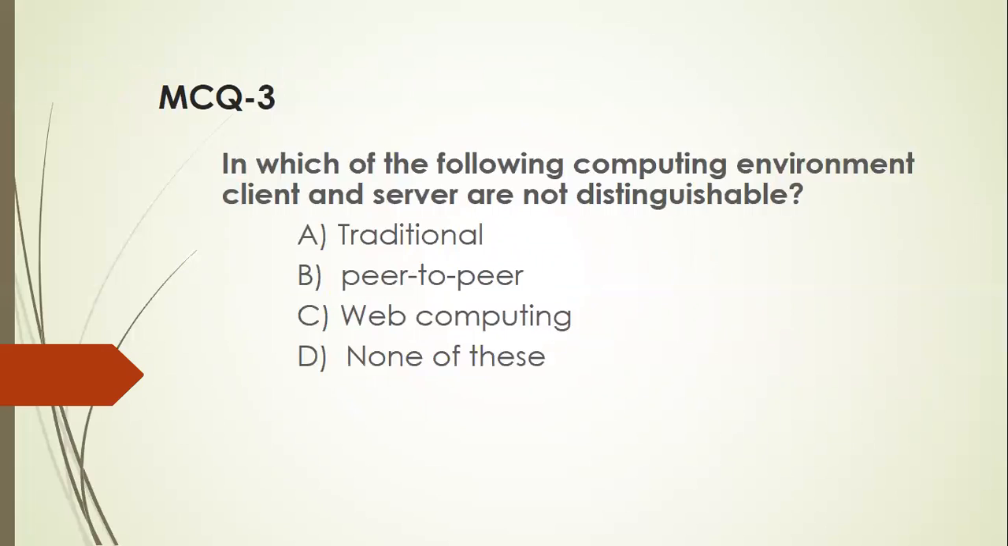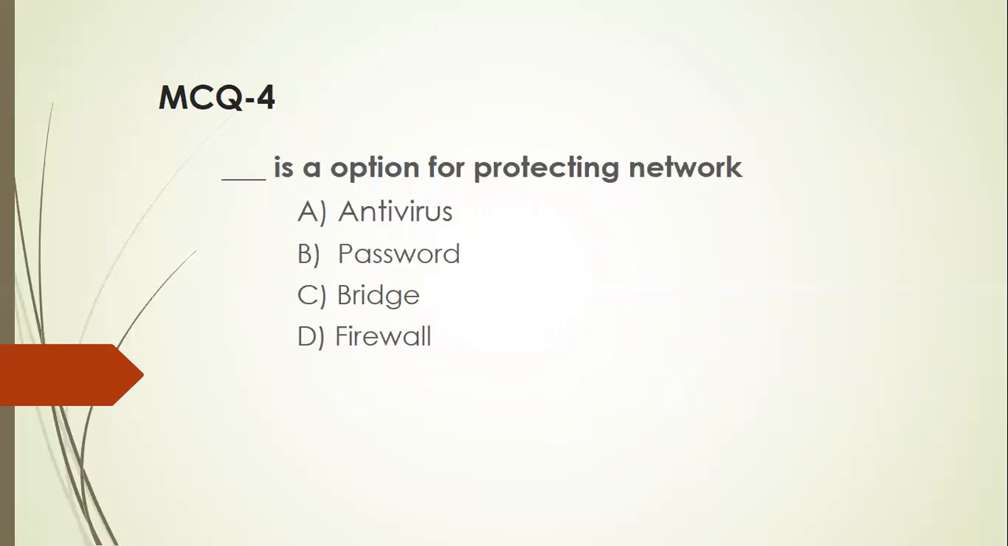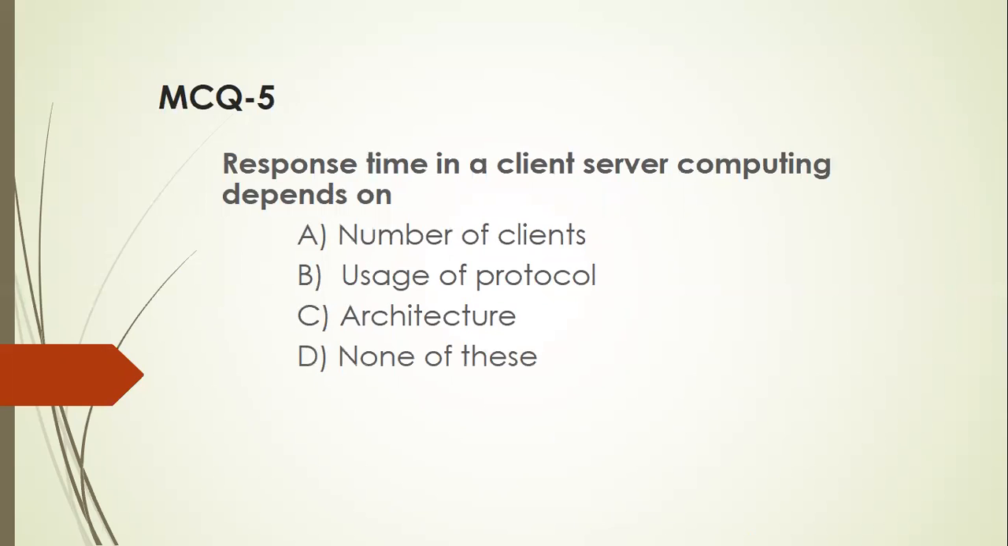In which of the following computing environments are client and servers not distinguishable? The answer is peer-to-peer. The correct answer is B. Dash is an option for protecting a network. In order to protect your network, firewalls must be installed. The correct answer is D. Response time in client server computing depends on the number of clients. The more the number of clients, the more the response time. So the correct answer is number of clients, A.